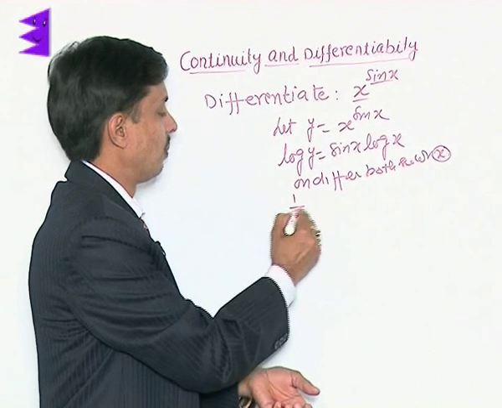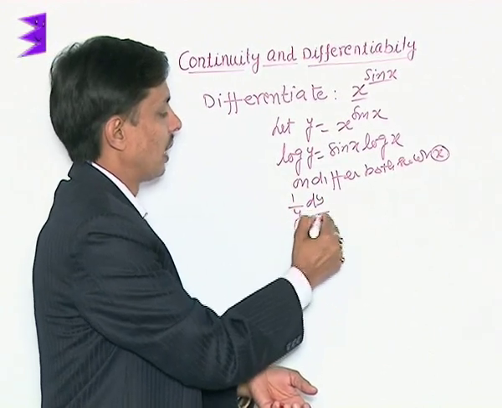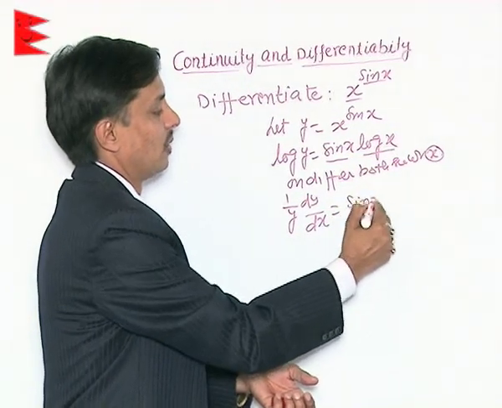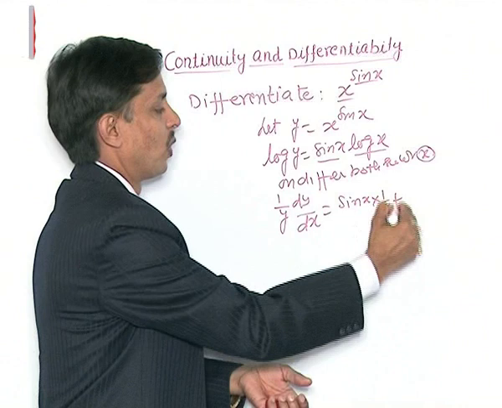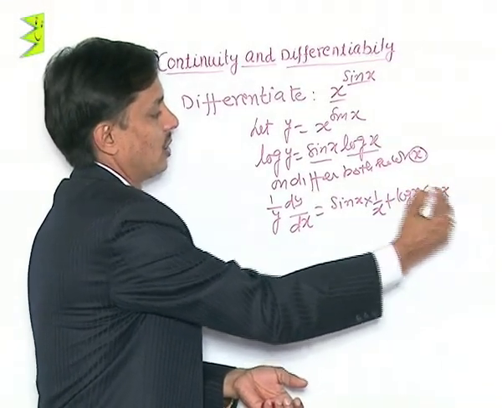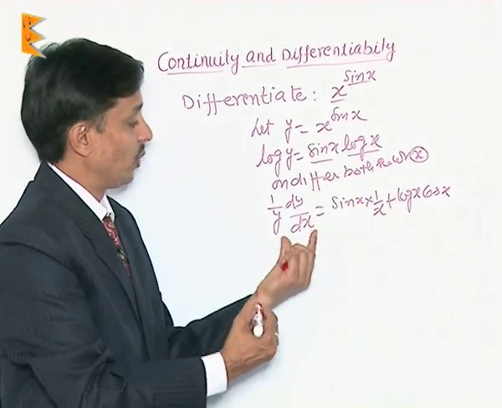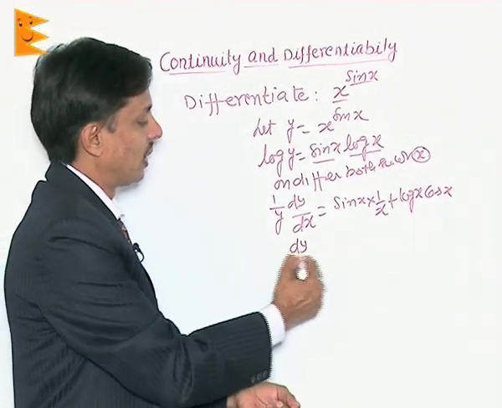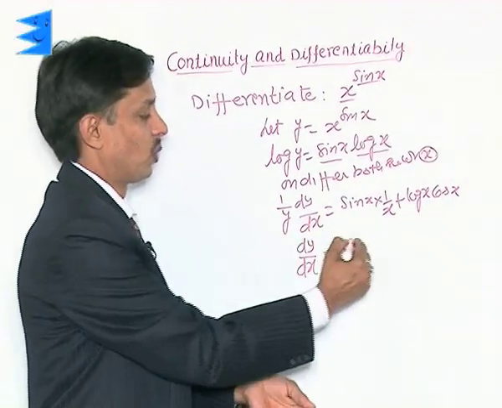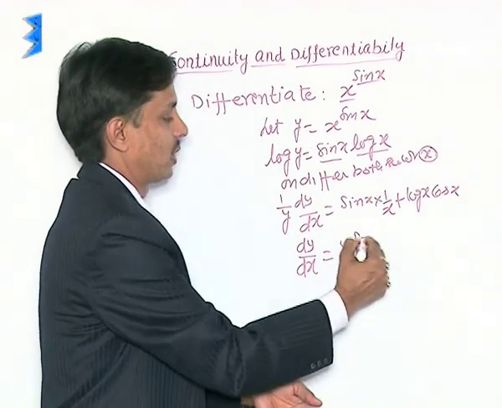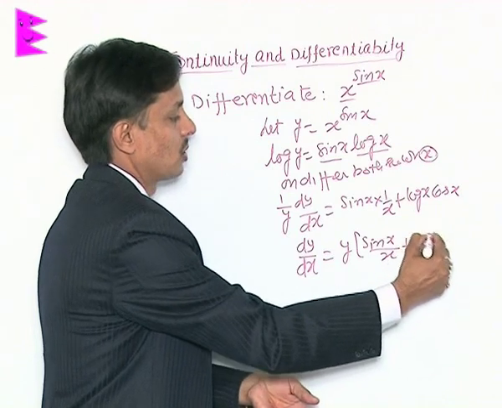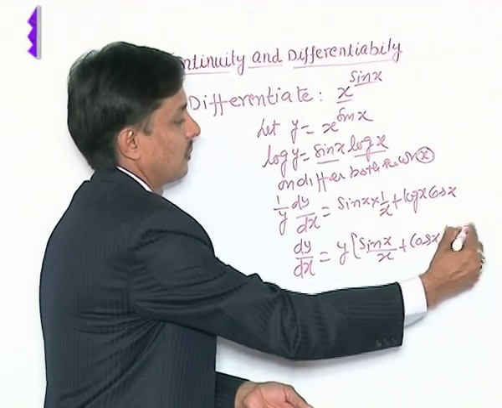Log y, it will be 1 upon y dy by dx is equal to first into derivative of second, that is sin x into 1 upon x, plus second, log x, into derivative of sin x, which is cos x. We are bound to obtain here the value of dy by dx, that will be y times, this y will transfer to the right hand side and will multiply the entire expression, sin x upon x plus cos x times log x.